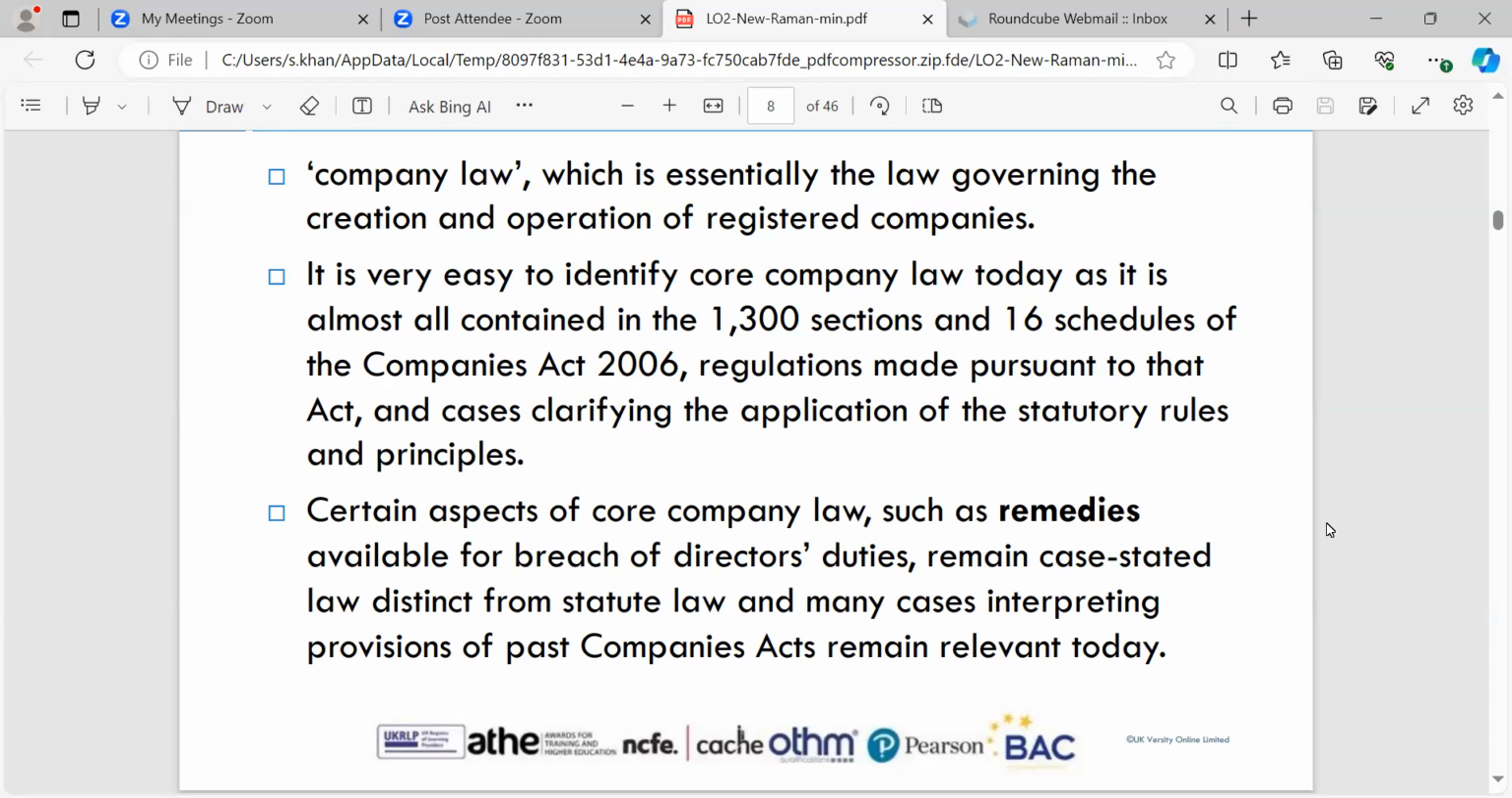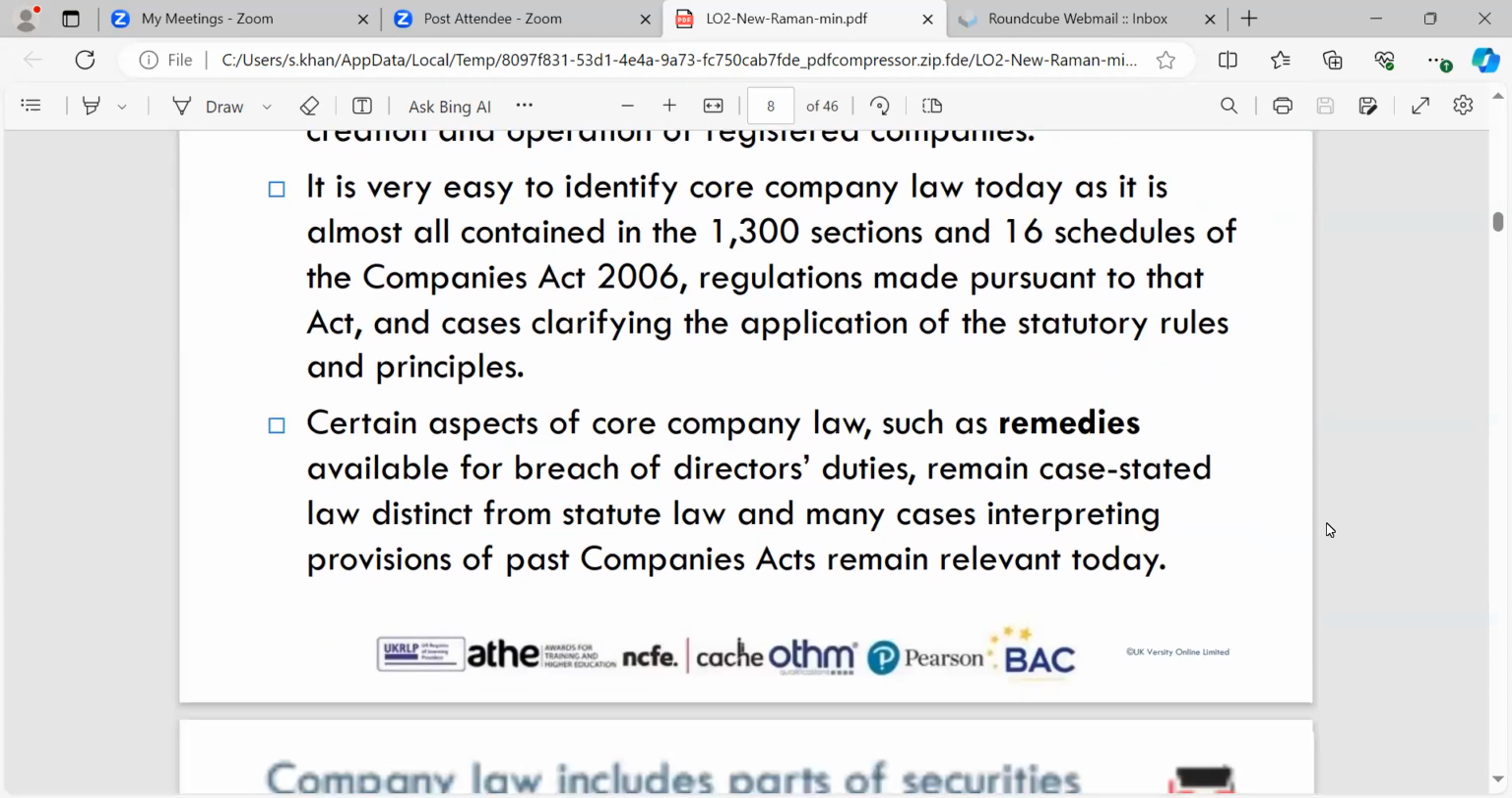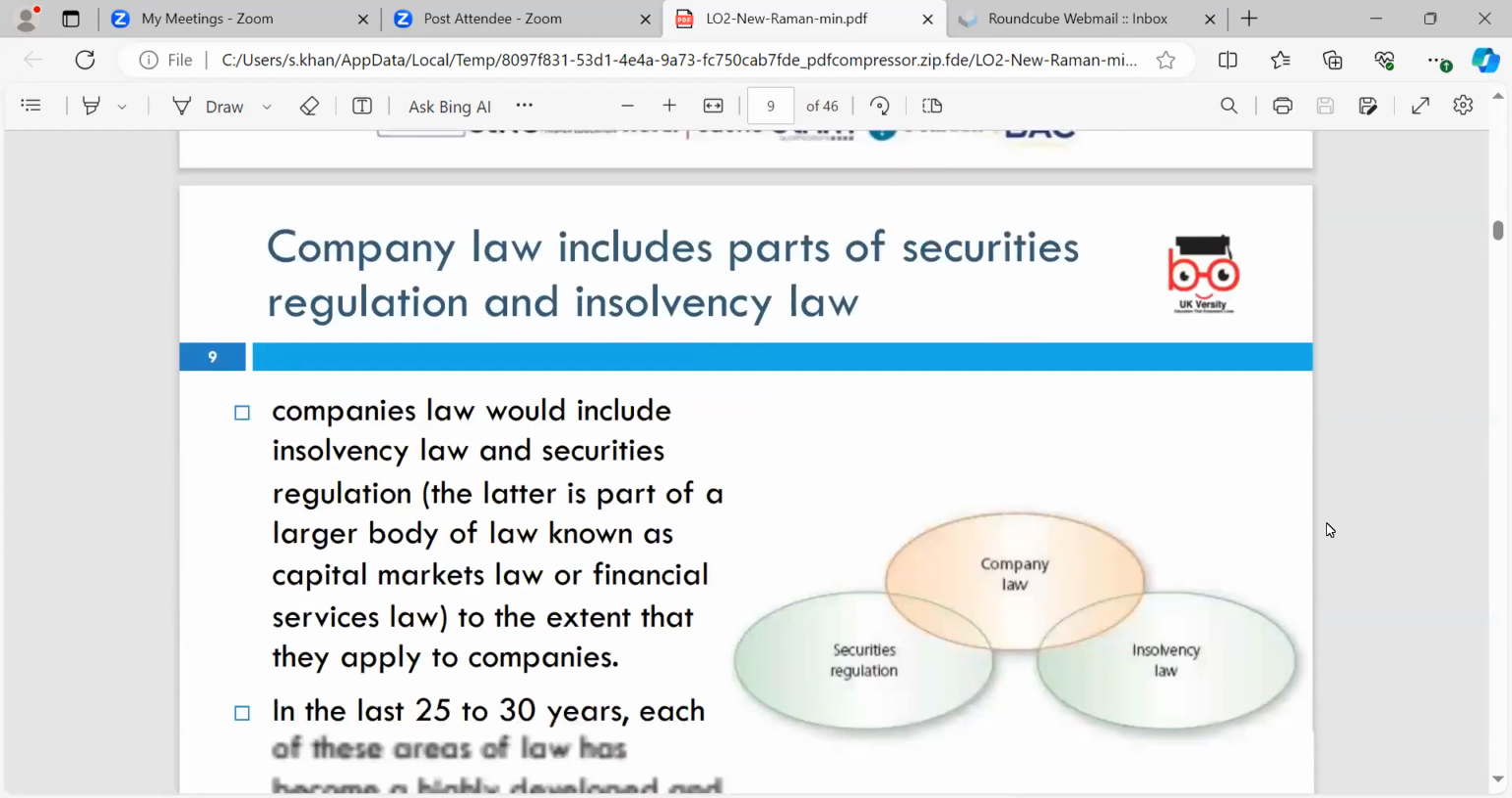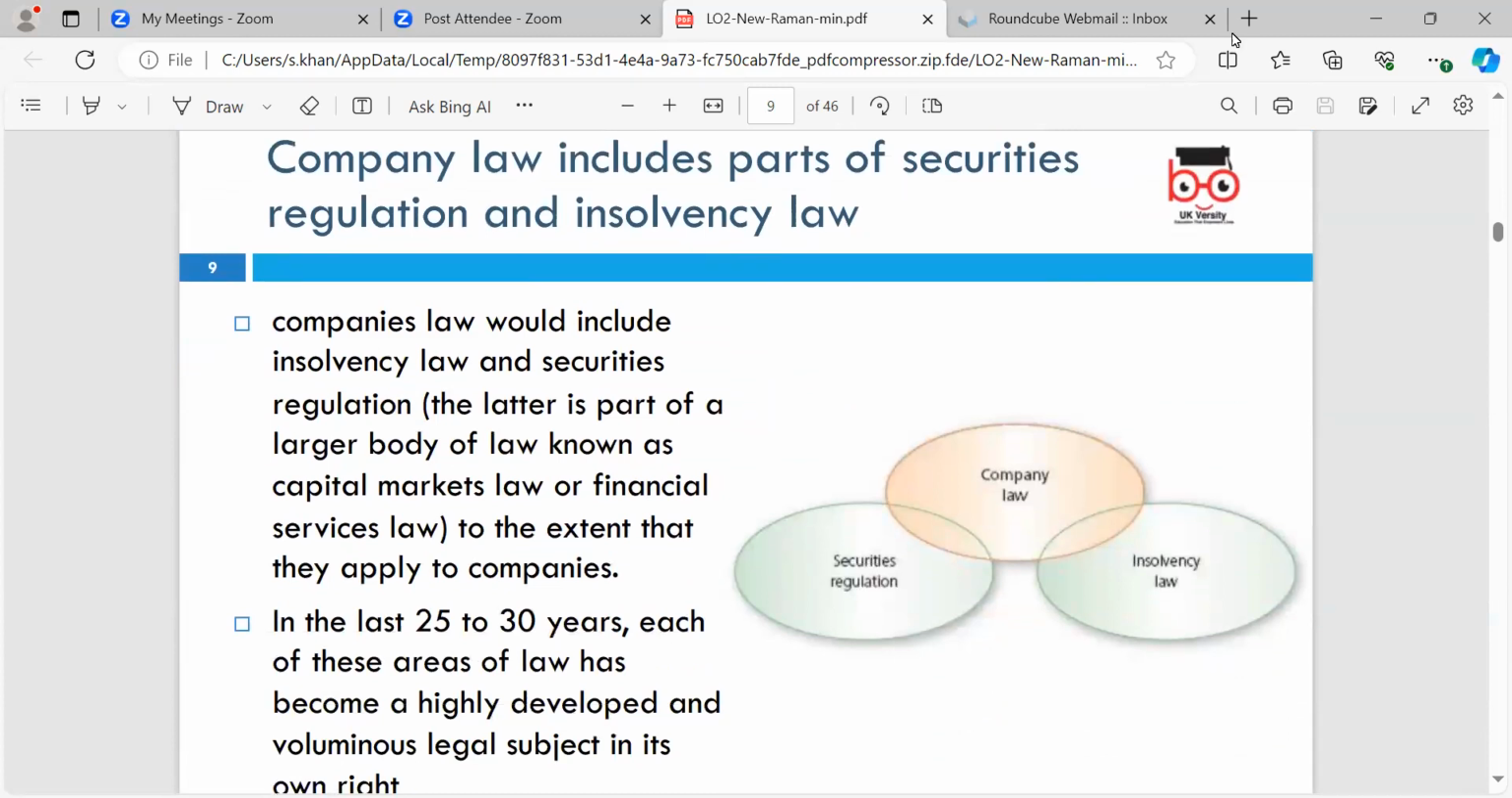Certain aspects of core company law, such as remedies available for breach of directors' duties, remain case law, distinct from statute law, and many cases interpreted past companies law acts. So if you're a judge, you will rely on past precedent. Okay, what does past precedent mean? Previous examples of cases and scenarios.